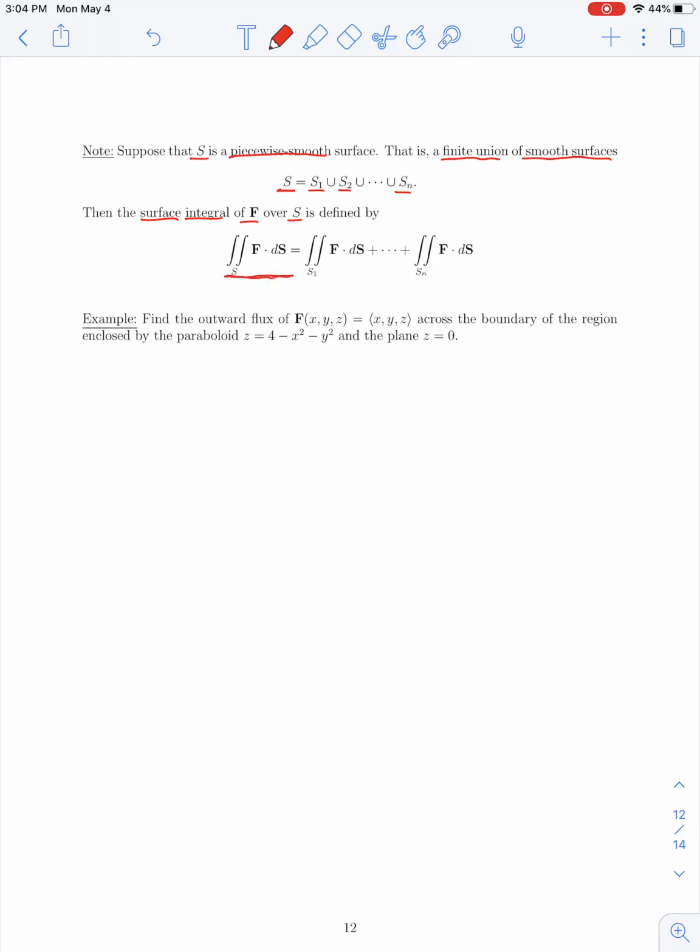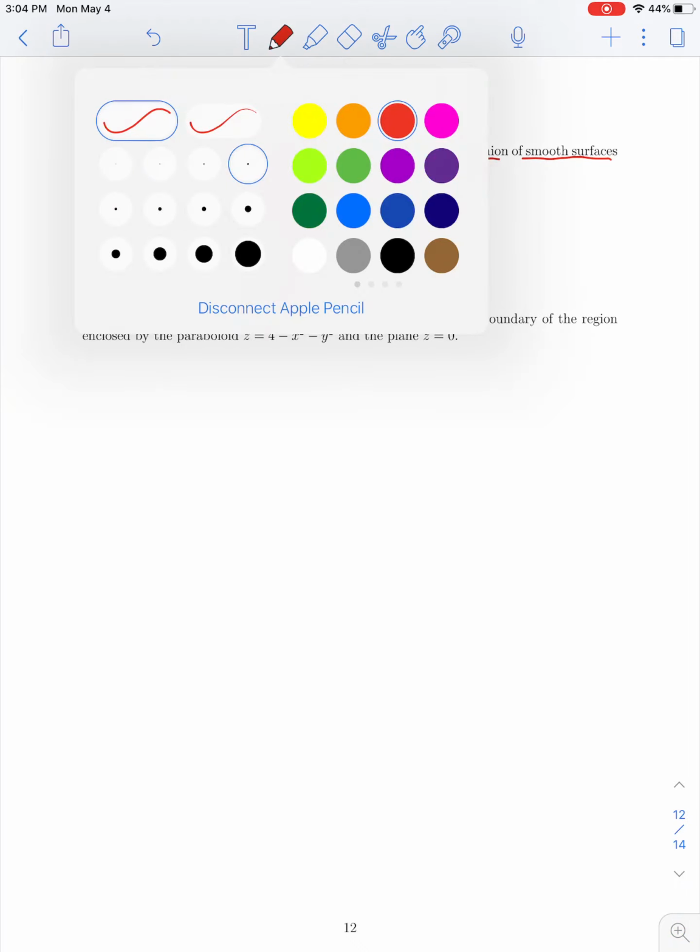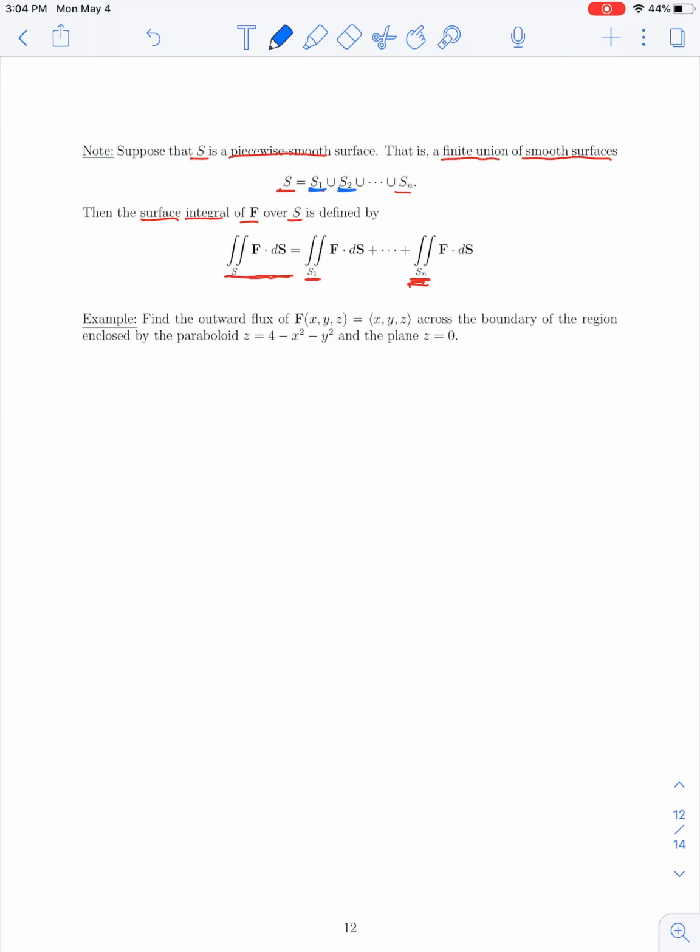So that flux integral, or the surface integral of our vector field, would be defined as the sum of the flux integral of F over the surface S1 plus the flux integral over the surface S2, and so on, up through the flux integral of our vector field F over the surface Sn. So that is, we would have to compute the flux over each of these subsurfaces, S1, S2, up through Sn, and then sum them to get the flux over that surface itself.